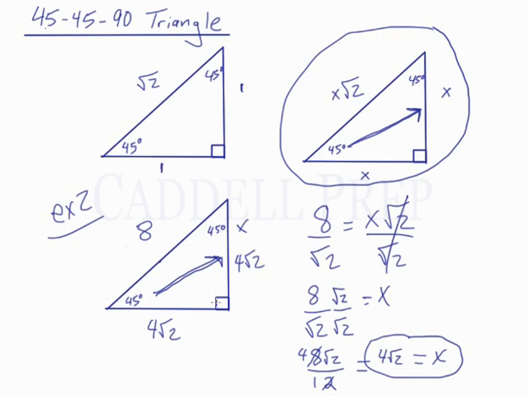So if we have a 45, 45, 90 triangle, and we're given one of the sides, just match it up with the corresponding side in our diagram, determine what x is, and then we could find the other sides.